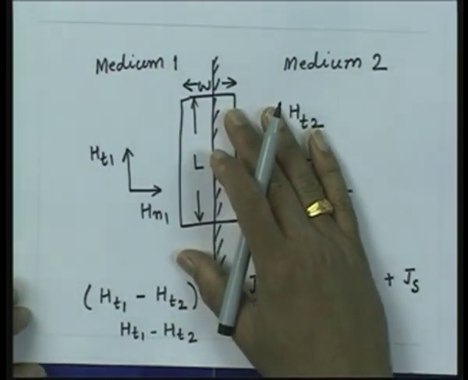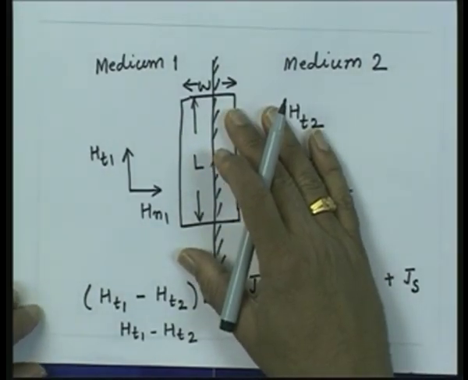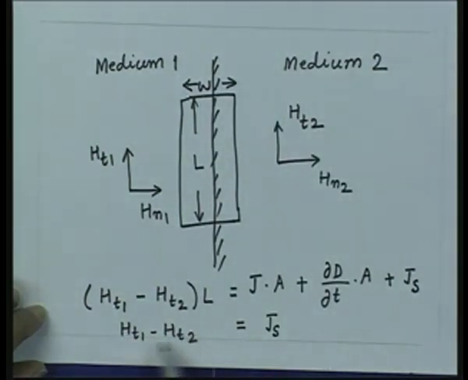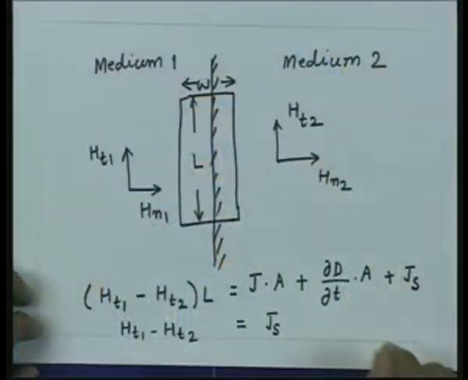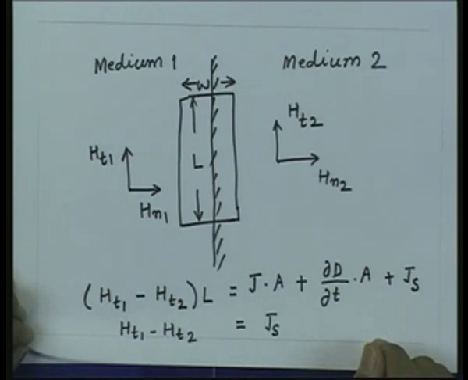If there is no surface current density, then the difference between the tangential components of magnetic field will be equal to 0, or in other words, the tangential component of magnetic field also will be continuous across the boundary. So using these four Maxwell's equations in the integral form applied to a media interface, we get the so called boundary conditions.